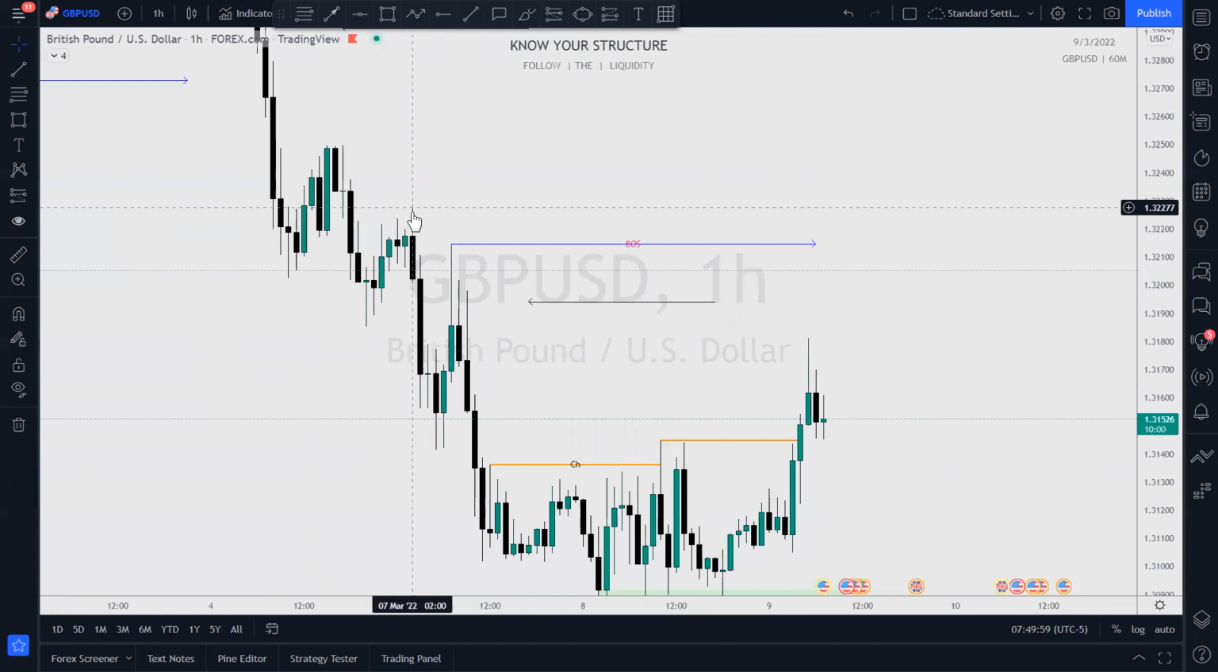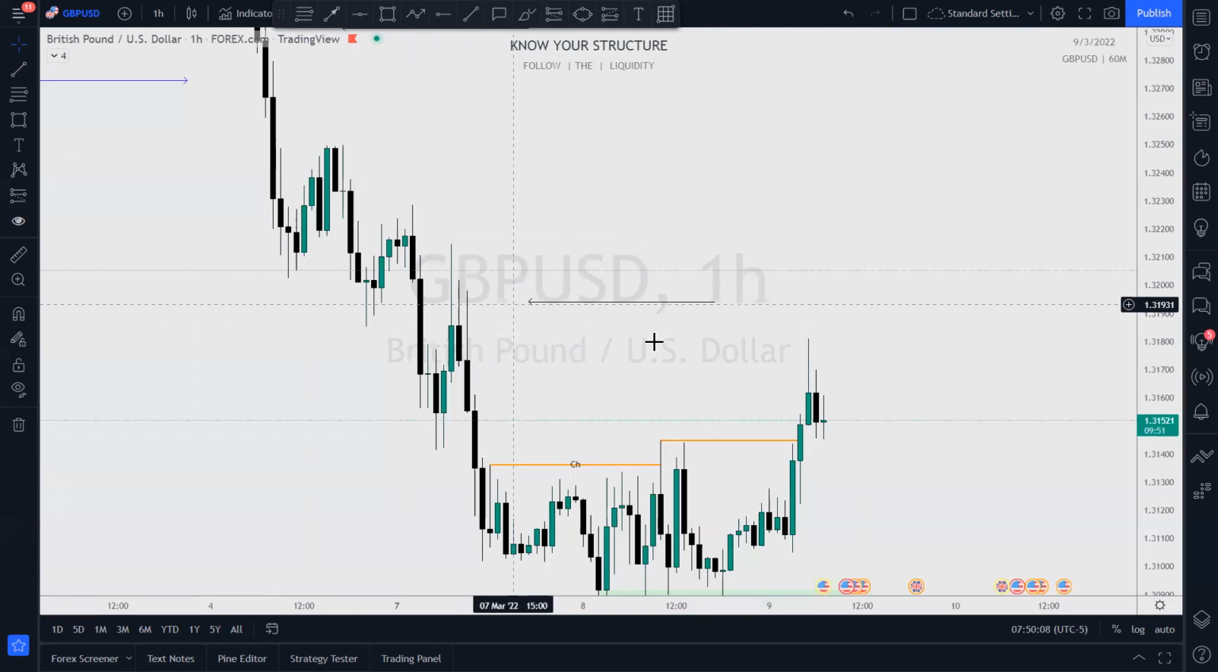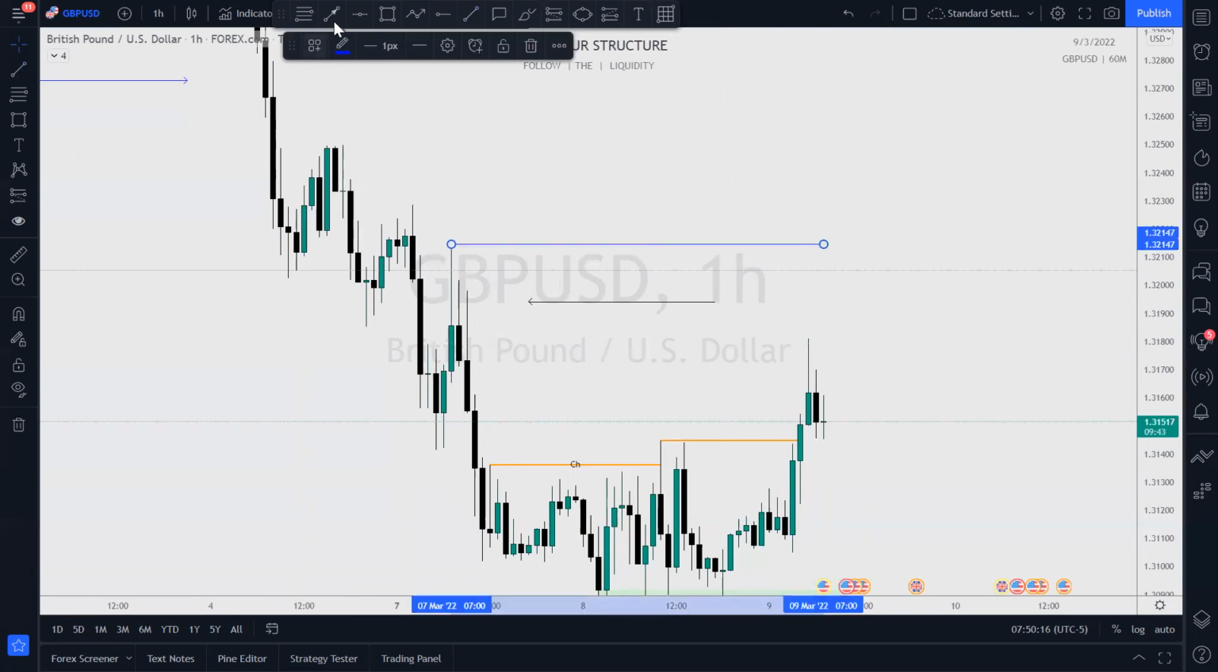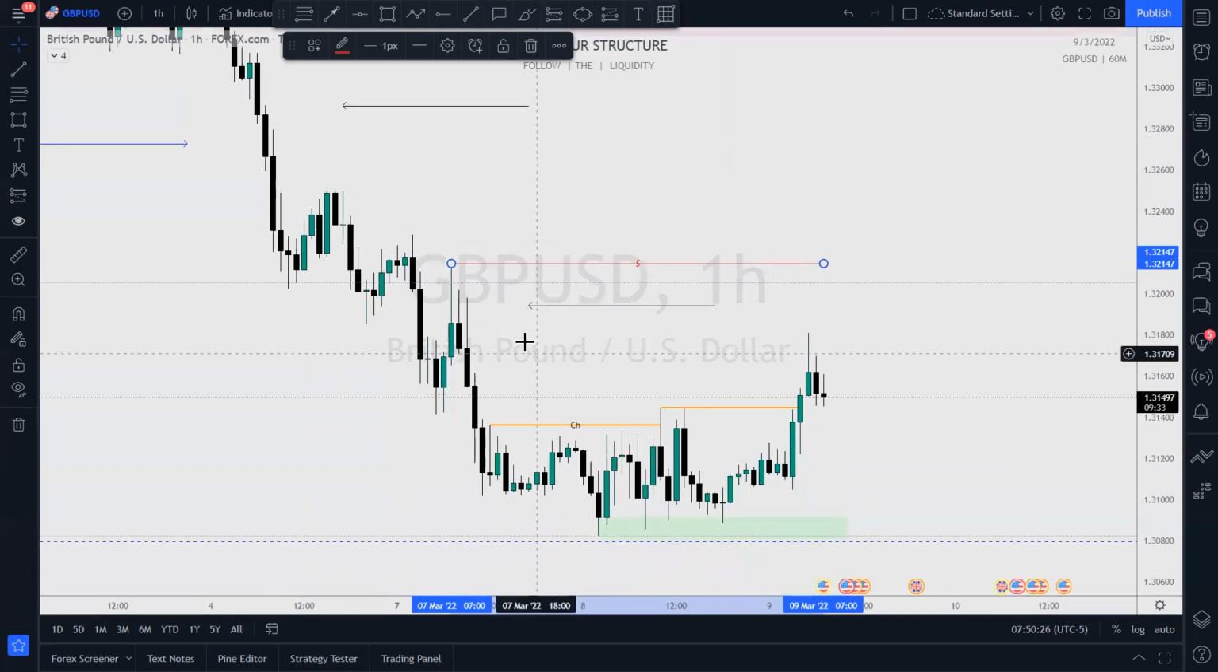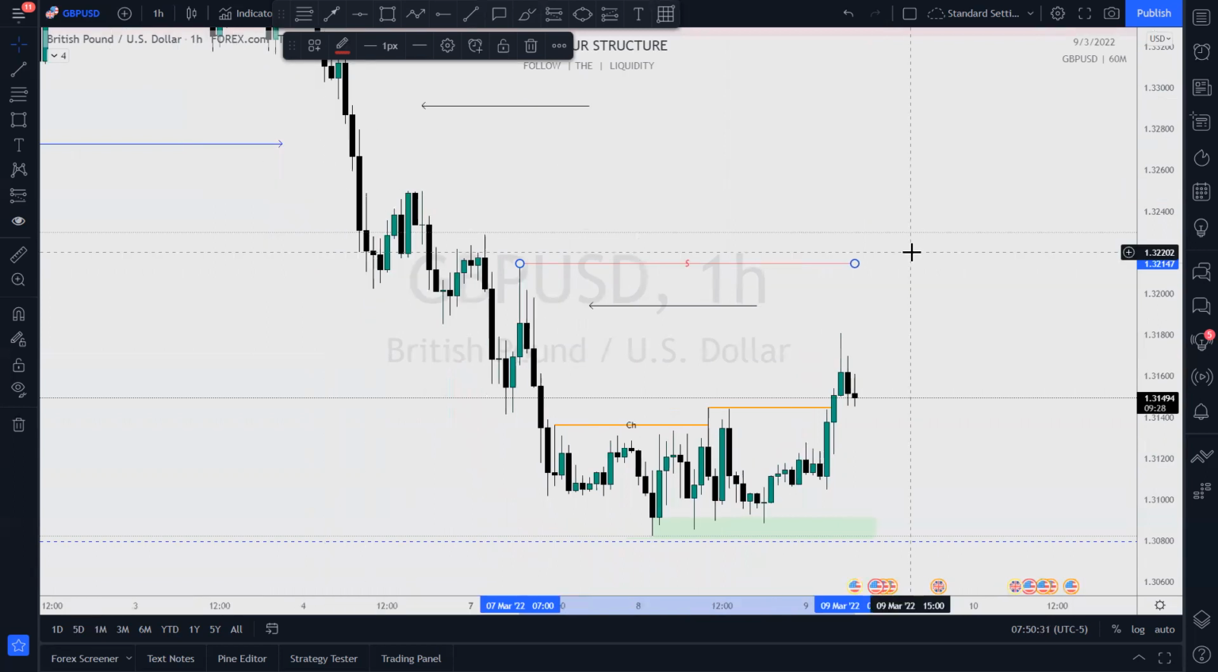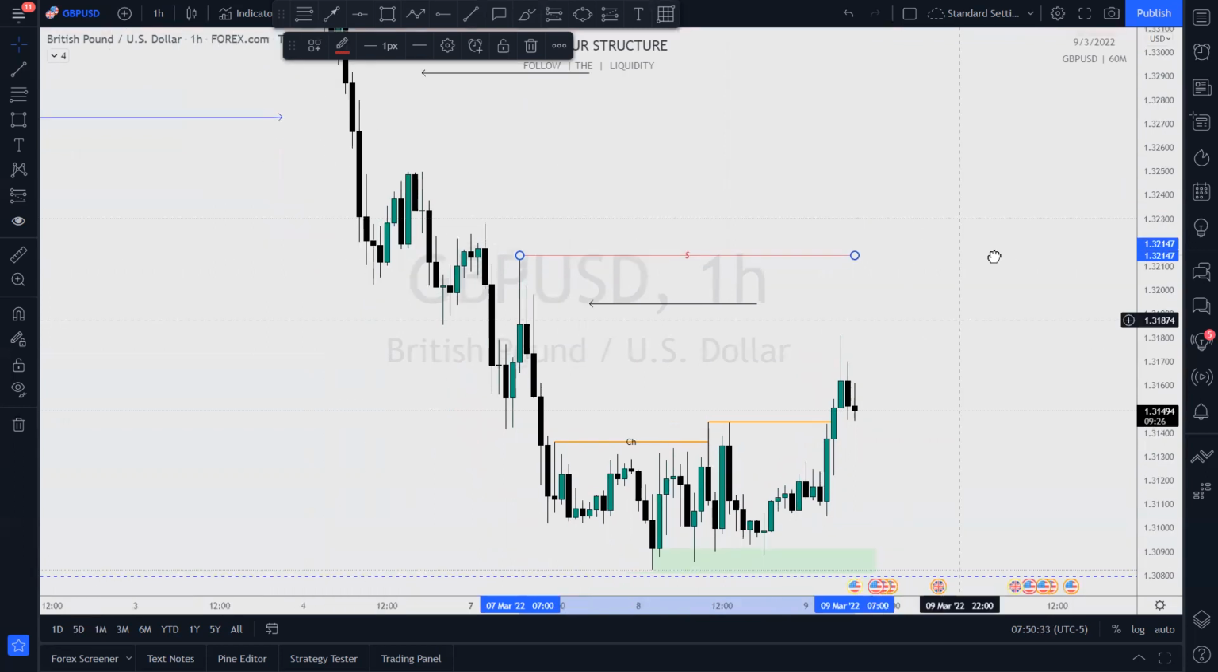The top of these wicks, there are people who took shorts to take price down. So this not only represents a break of structure, but it also represents liquidity. We have liquidity up here, and we have liquidity up here. Is price going to climb up here and take this liquidity out and then fill in this higher time frame fair value gap? It could happen.